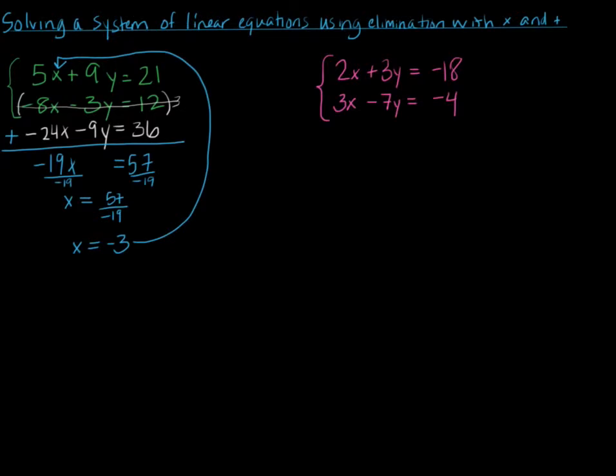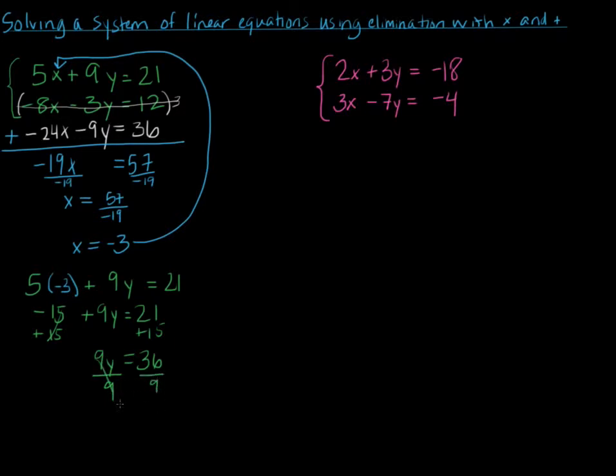So we have 5 times negative 3 plus 9y equals 21. This is going to be negative 15 plus 9y equals 21. If we add 15 to both sides, we will get 36 here. So 9y equals 36. Divide both sides by 9, and you get y equals 4. So the solution to this system of equations is x is negative 3 and y is 4, so negative 3 comma 4. And that is our answer for that one.